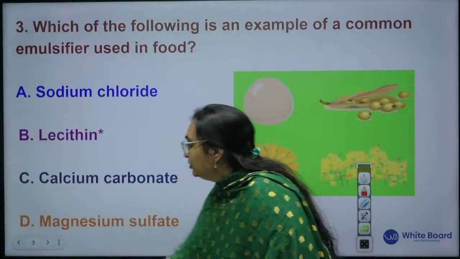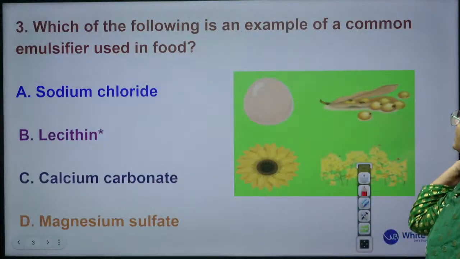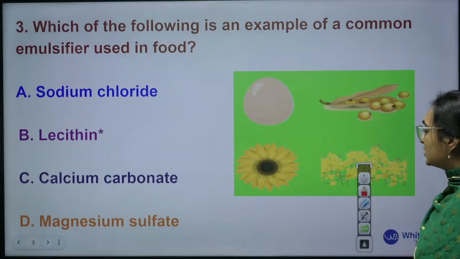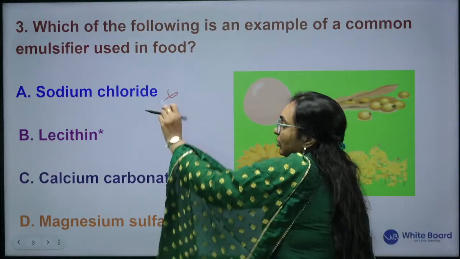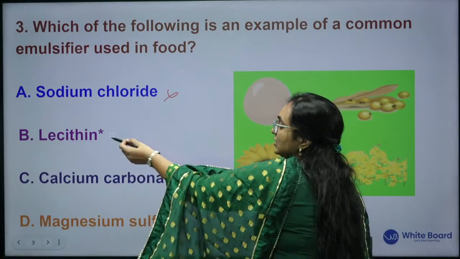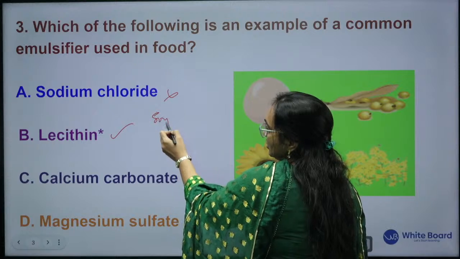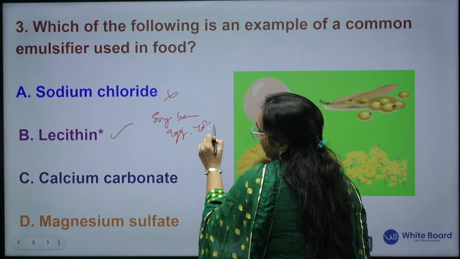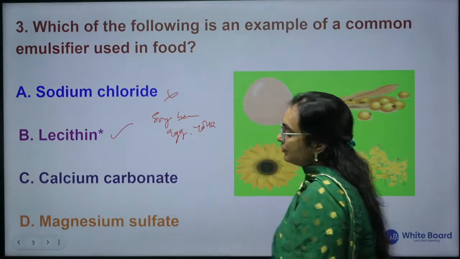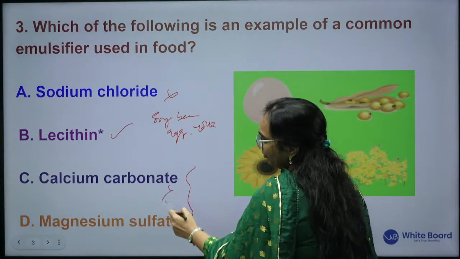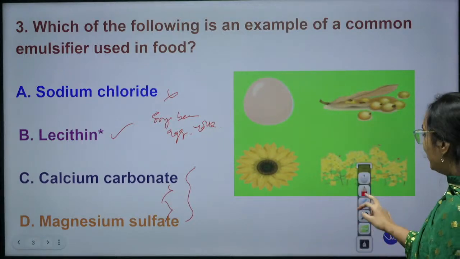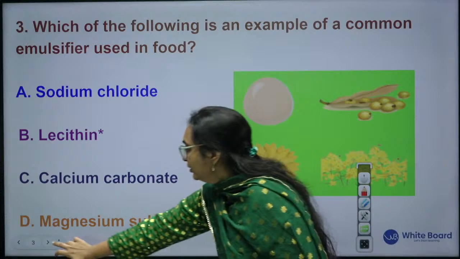Next question. Which of the following is an example of a common emulsifier used in food? We have just discussed that sodium chloride is not an emulsifying agent. Lecithin, with sources like soybean and egg yolk, is an example of an emulsifying agent, and calcium carbonate and magnesium sulphate are not emulsifying agents. So the answer is B. Next question.